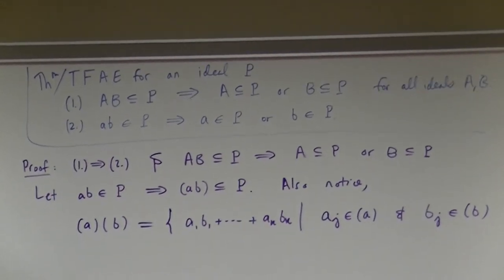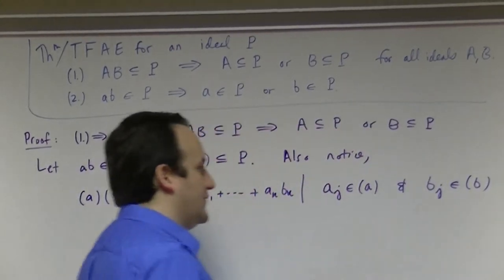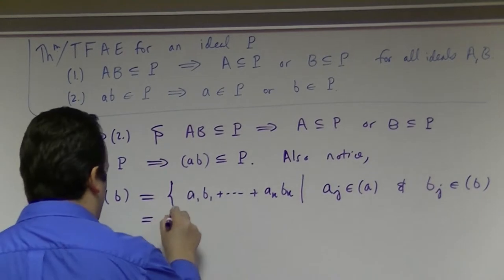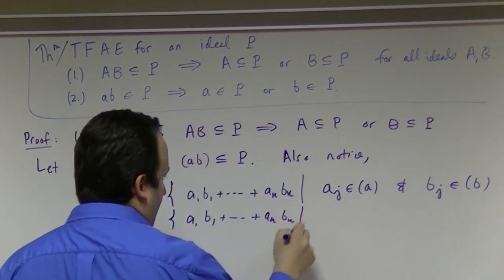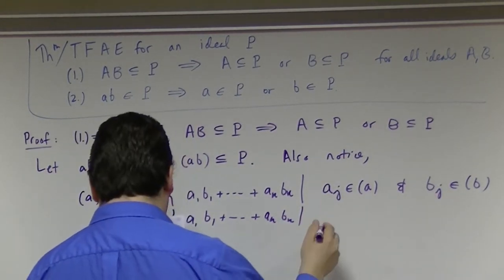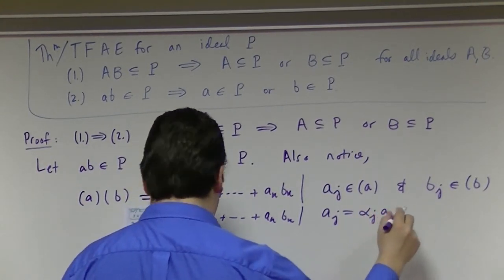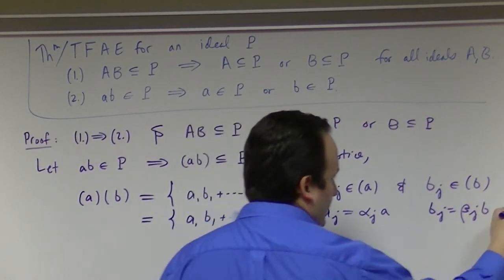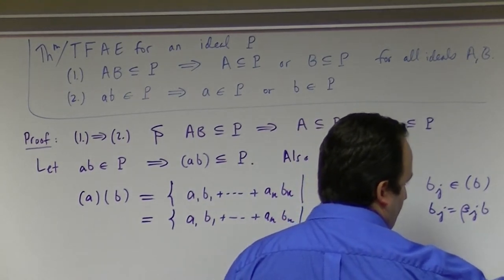But what do those actually look like? What are multiples of A? Just to do an unnecessary amount of writing, plus AK, BK. So what is this really? This is something like AJ is alpha J times A, and BJ is beta J times B, for some alpha J, beta J in the ring, right?